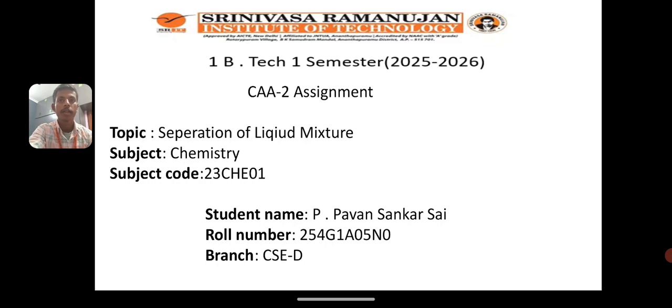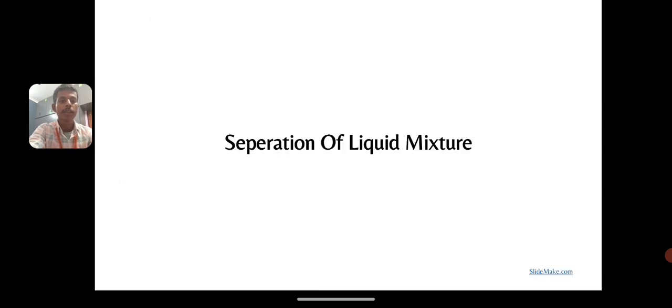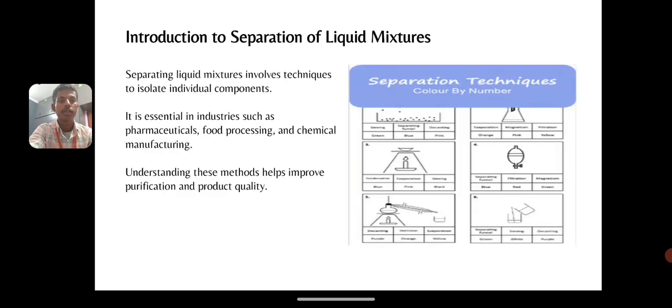Today, my topic is about separation of liquid mixtures, an important concept in chemistry with wide industrial and scientific applications. Let us move into the topic, separation of liquid mixtures. The introduction to separation of liquid mixtures. Separation of liquid mixture refers to the methods used to isolate individual components from a mixture of liquids.